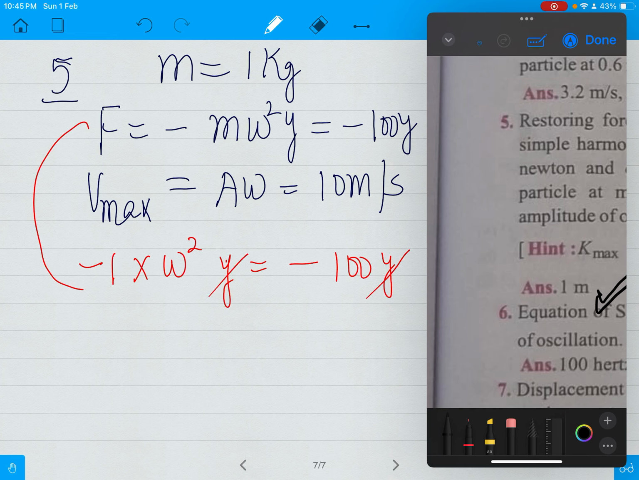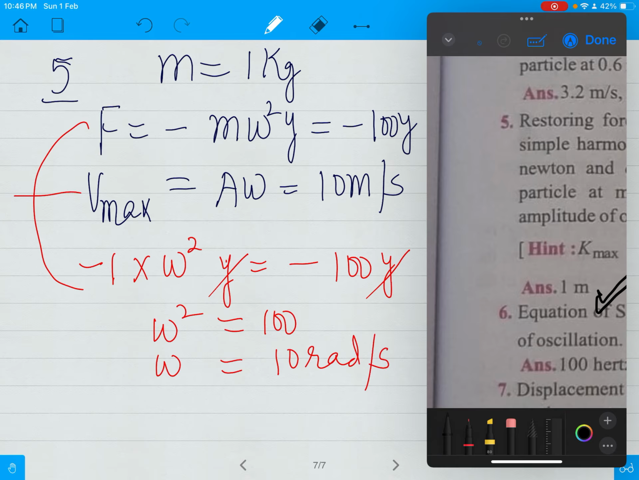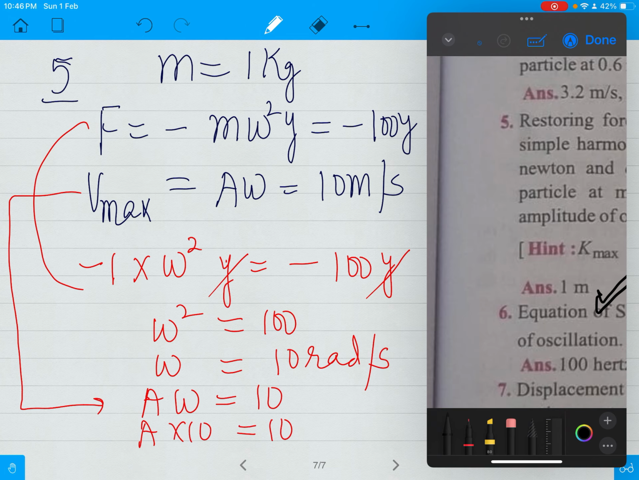So y and y cancel. So omega square equals 100. So what will be omega? 10 radian per second. Now you use this V max. So A omega equals 10. So A into 10 equals 10, so what is A here? A equals 1 meter. Amplitude comes out to be 1 meter.